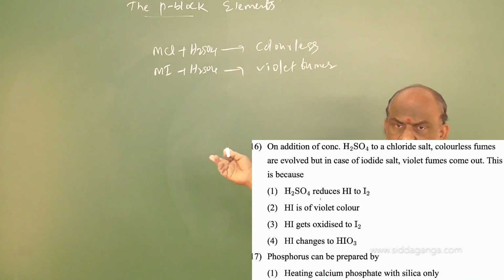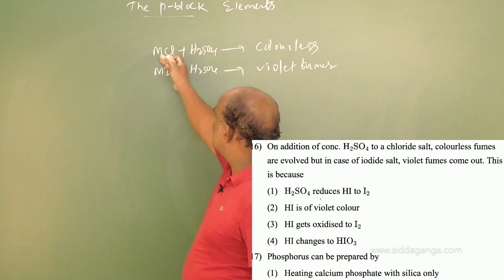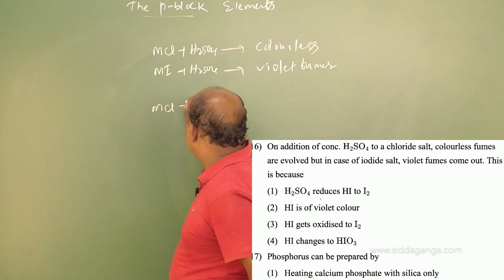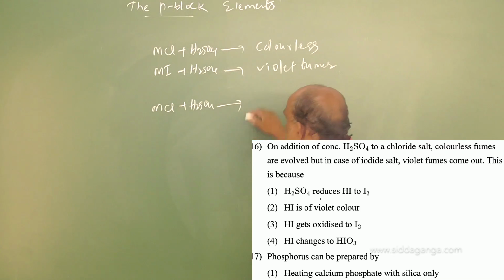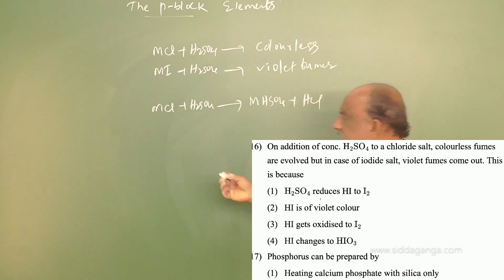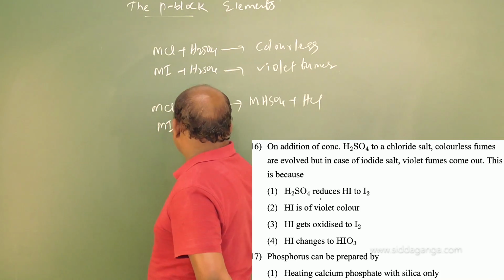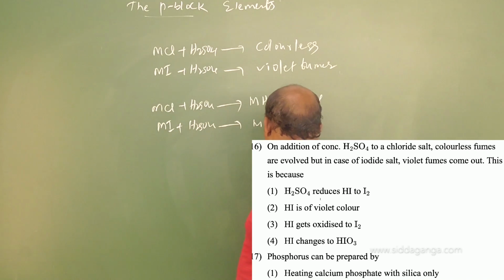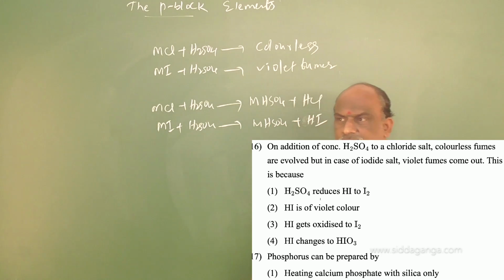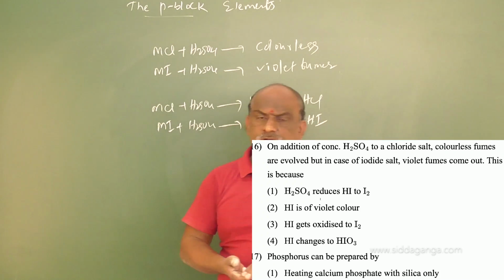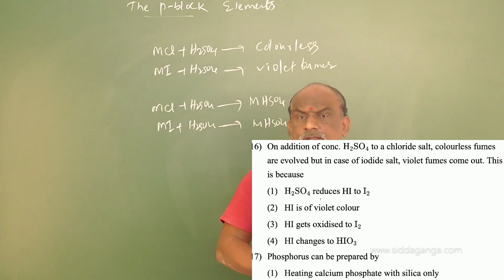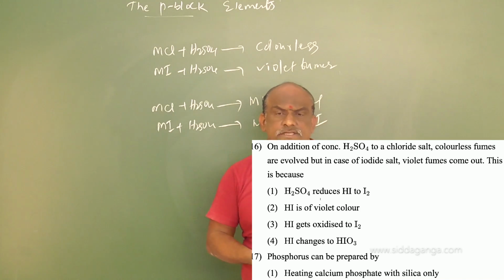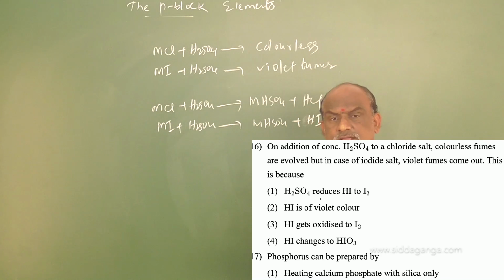Then what reaction takes place? Why is one colorless and the other violet? Consider KCl. MCl plus H2SO4 gives rise to MHSO4 plus HCl. In the second case, consider metal iodide plus H2SO4, which gives MHSO4 plus HI. So here we compare the strength of the acids: HCl strength is different from H2SO4, and HI strength is more than H2SO4. This will be the order.